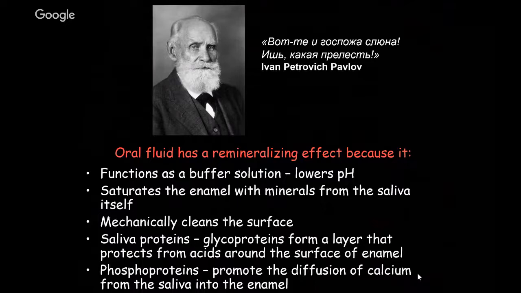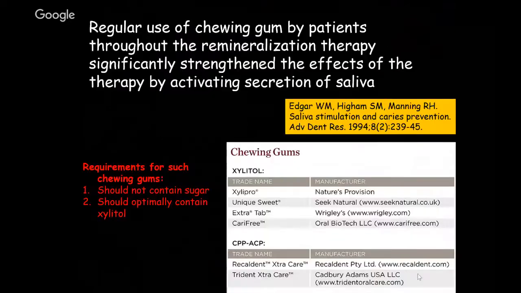two groups of proteins: glycoproteins, which form a layer that protects from acid around the surface of enamel, and phosphoproteins, a group that promotes the diffusion of calcium from the saliva into the enamel.